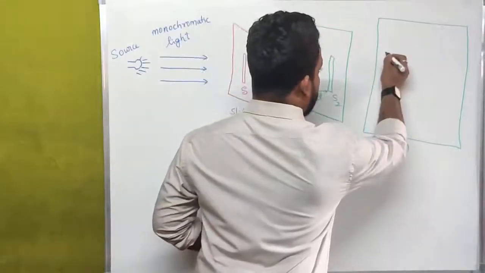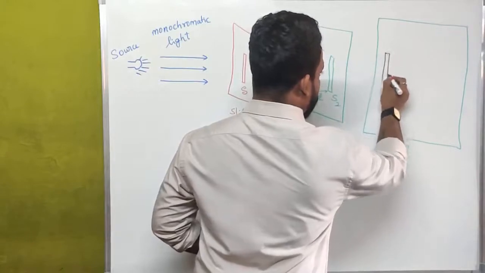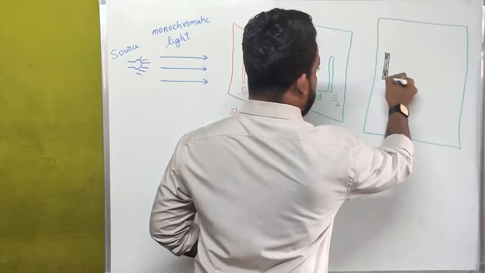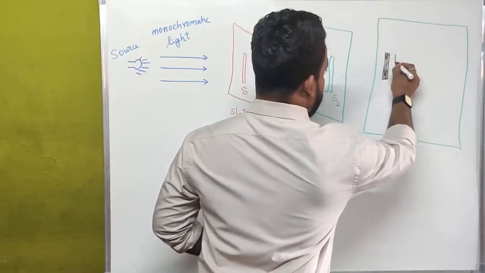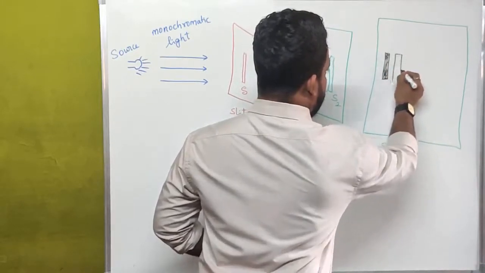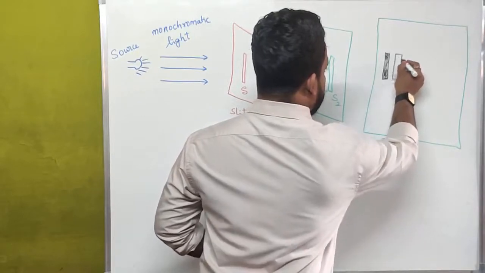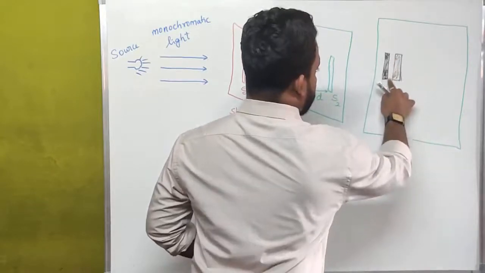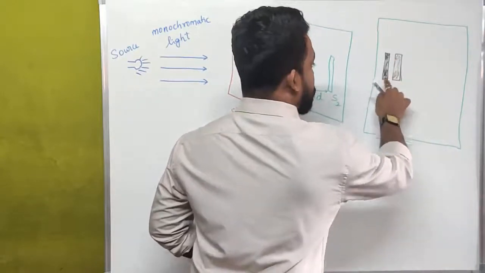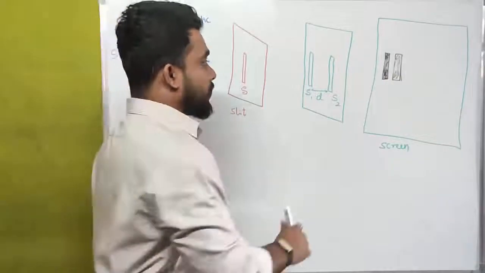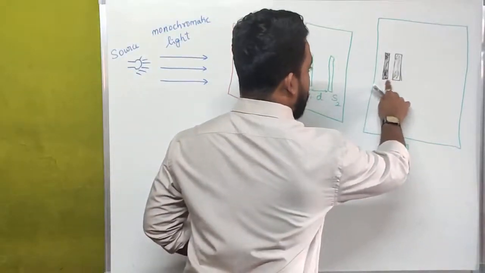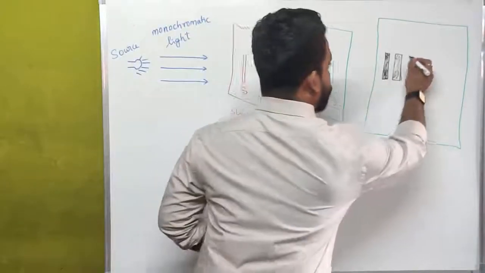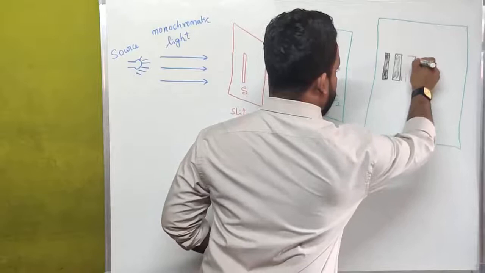For example, if we have a dark fringe here, let us assume this as a dark fringe, and here we have another dark fringe. The gap between two dark fringes is nothing but a bright fringe. Here also we have a dark fringe.